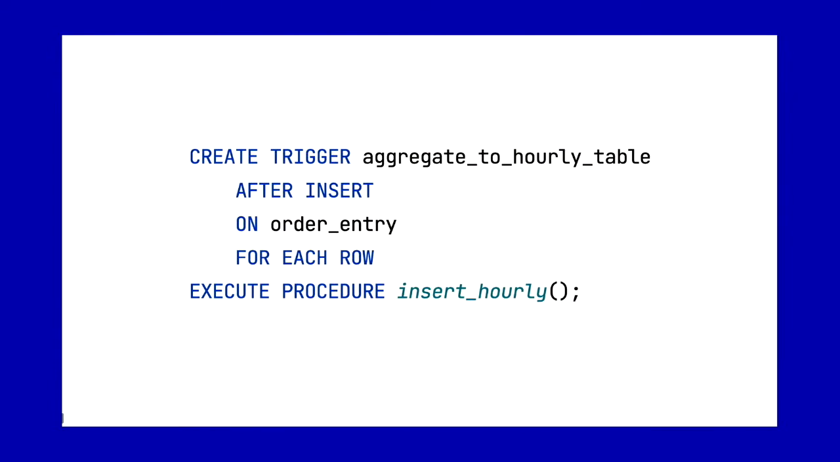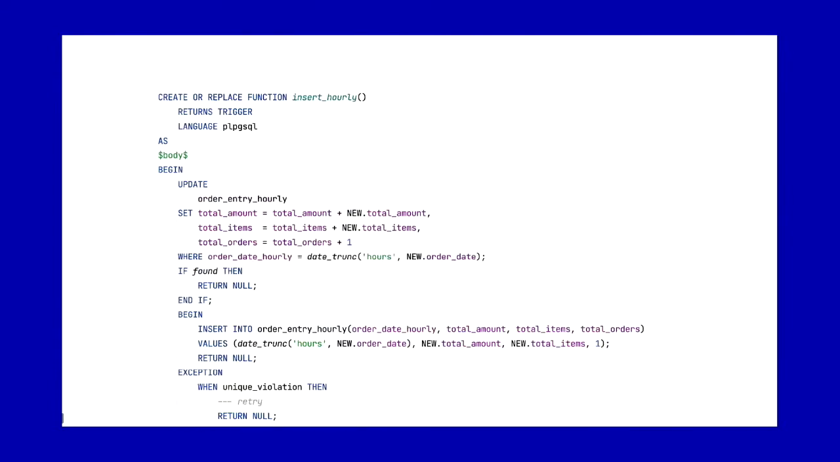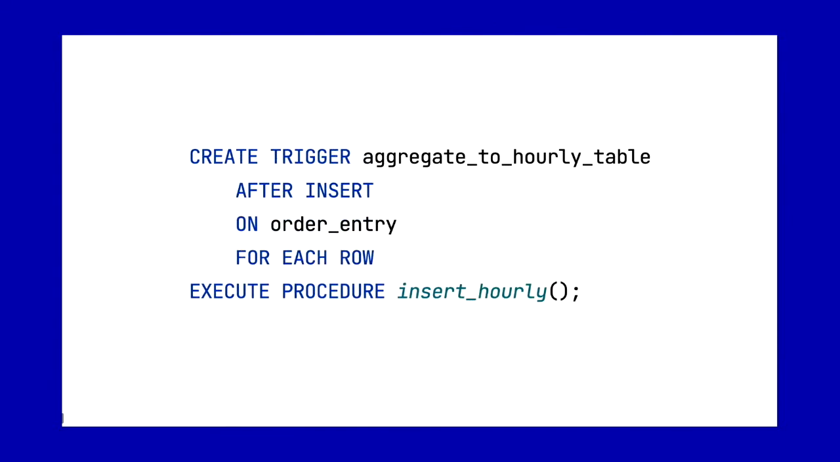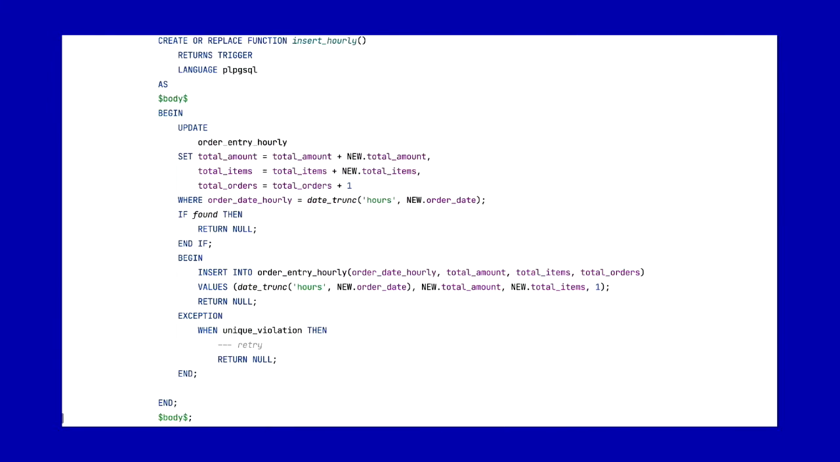This trigger is called aggregate to hourly table. After every insert on that order entry table, we call this function insert hourly. What does that function do? That function takes the hour of this new order. It basically removes everything after the hour, and then the hour is the primary key of this order entry hourly table that we have. It's an aggregation table.